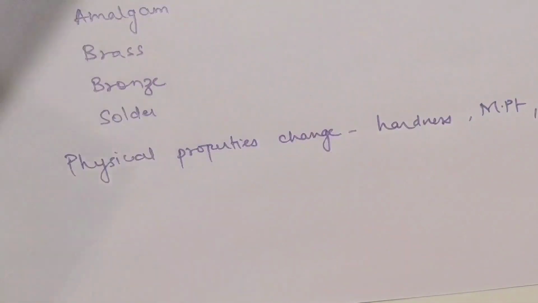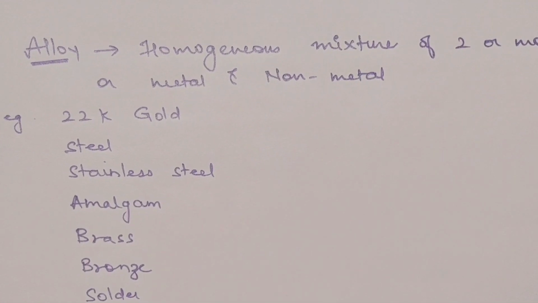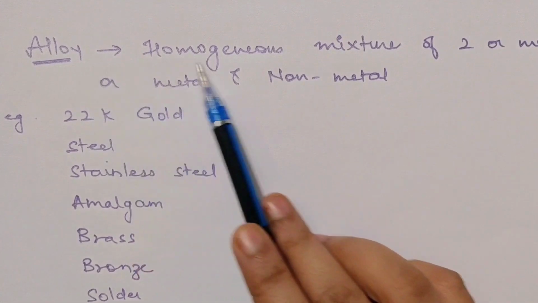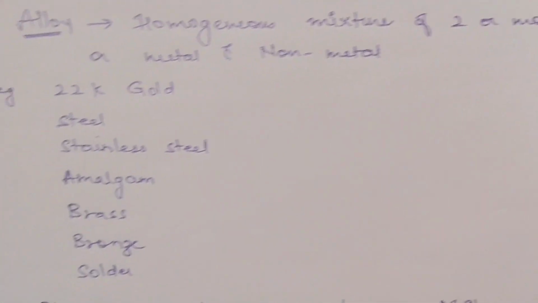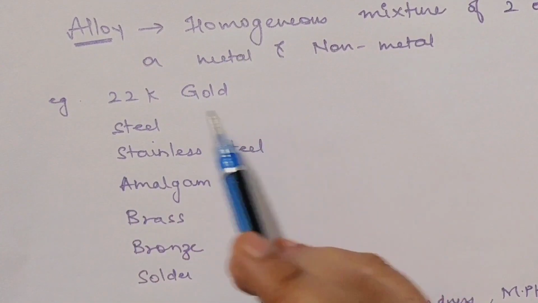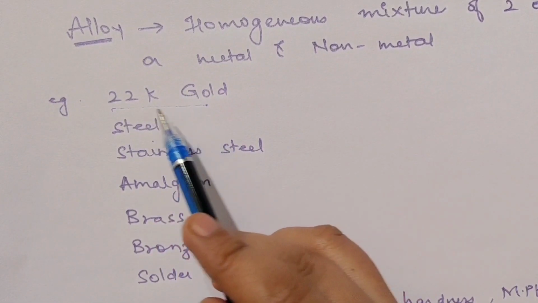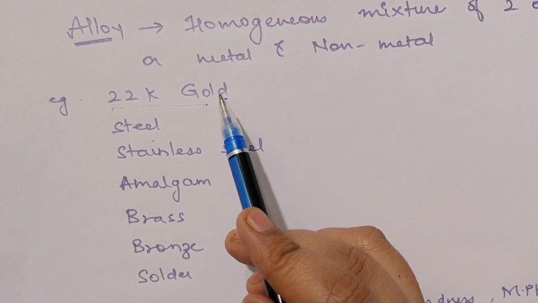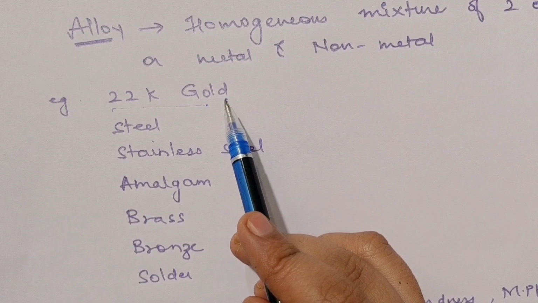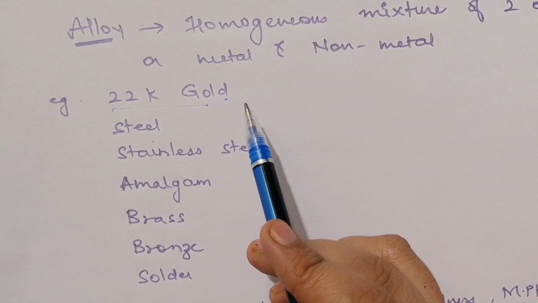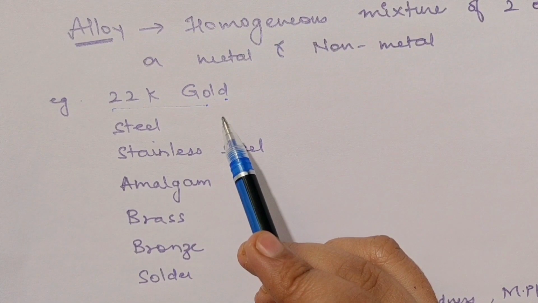Now that was galvanization. Next, let's talk about alloys, and that would be the last topic of today's class. An alloy is a homogeneous mixture of two or more metals or a metal and a non-metal. Different examples of alloys are 22 karat gold or less than that, like 16 karat, 18 karat. They are all alloys because pure gold is very, very soft. You cannot make jewelry out of it. So it has to be mixed with some other kind of metal. Usually they use copper and silver to give it some strength so that it can be molded into different shapes.